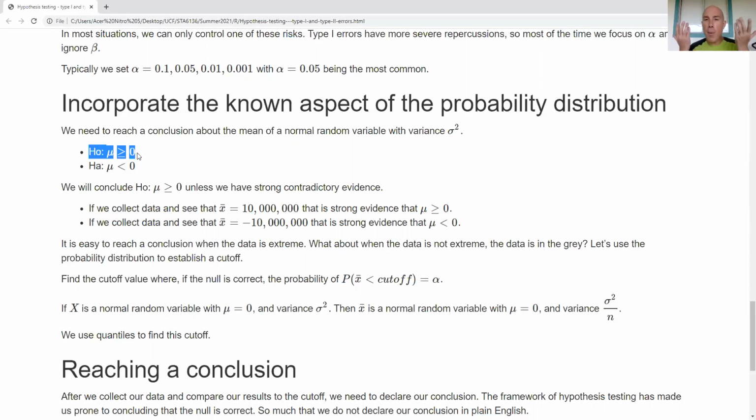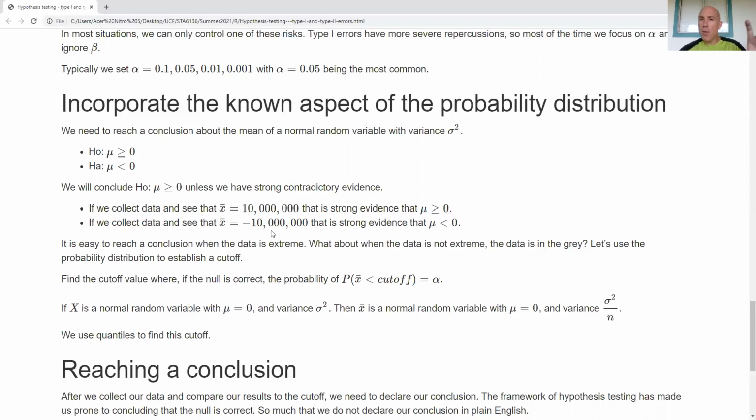Okay, well, let's think about strong evidence. What would strong evidence be? I'm going to go out, collect some data, and look at my sample average. I'm going to use my sample average to get insight into the population average. So let's say that I collect my data and my sample average is positive 10 million. That's pretty strong evidence that the population average is positive, right? So this is strong evidence that the null is correct.